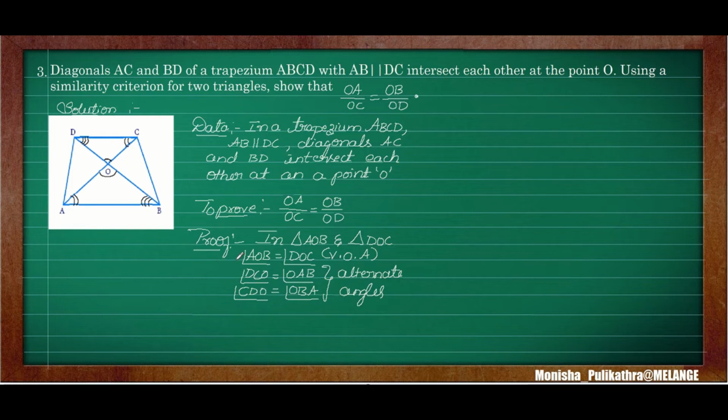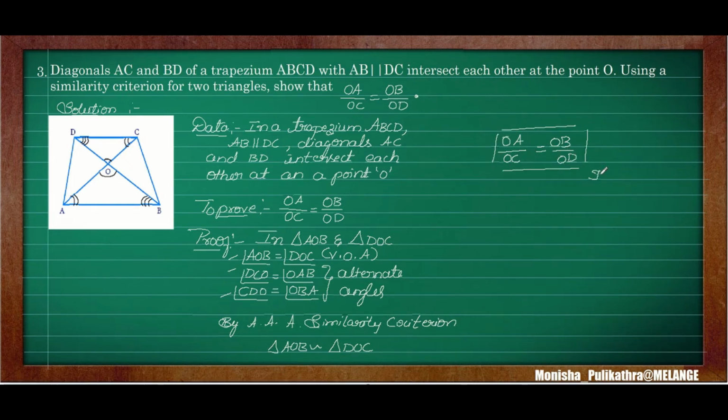So by comparing the two triangles, we have proved three angles are equal. So by AAA similarity criterion, triangle AOB is similar to triangle DOC. If two triangles are similar, then their corresponding sides are proportional. So these are the corresponding sides, and we can directly write the answer, that is OA by OC is equal to OB by OD. Hence proved.